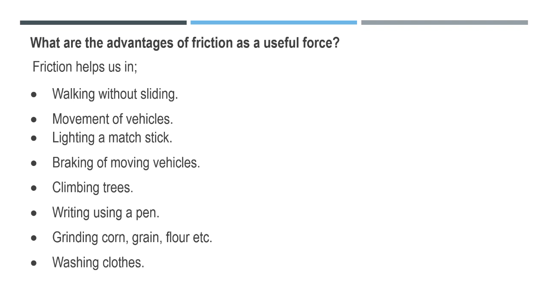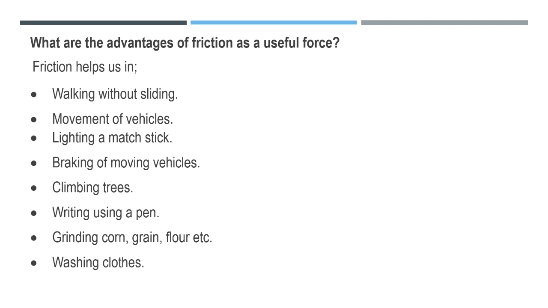So what are the advantages of friction as a useful force? Friction helps us to write, whenever you're writing on paper. It lets us walk without sliding, because our feet are held firm on the ground. For movement of vehicles, there are spikes in the tires, and those spikes enable firm attachment of the vehicle to the ground. So there's friction which enables vehicles to move.